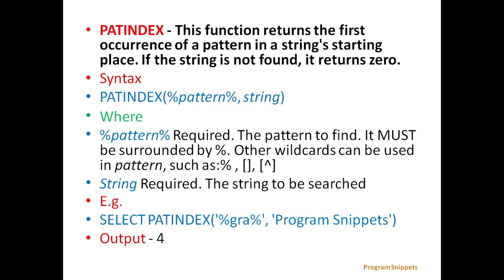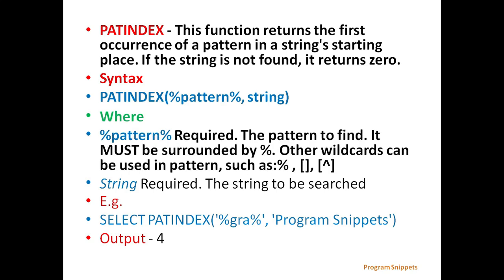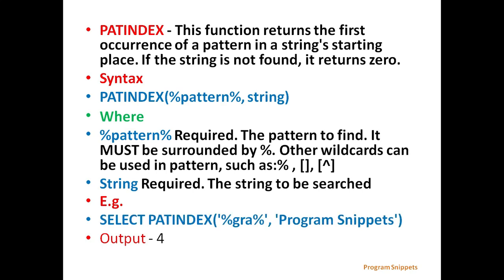Next is PATINDEX. This function returns the starting position of the first occurrence of a pattern in a string. If the string is not found, it will return a 0. General syntax is PATINDEX(pattern, string), where pattern is a required parameter which specifies the pattern to find in the string. It must be surrounded with % signs. Other wildcards can also be used in the pattern, such as brackets with a caret, and string is also a required parameter in which the pattern is going to be searched. For example, select PATINDEX with GRA in 'program snippet'. It will give the output 4, since GRA appears in the string at starting position 4.